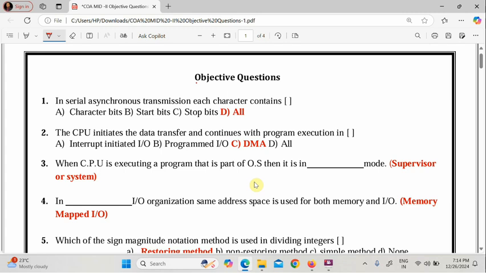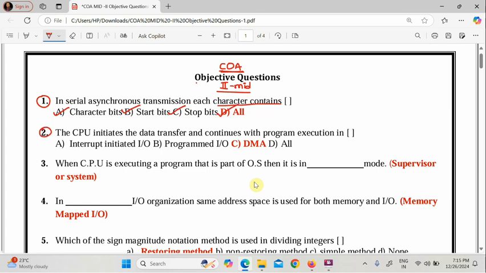Here in this video, I am going to discuss the objective questions for the subject Computer Organization and Architecture, and these objective questions are helpful for your second midterm examination. The first question: in serial asynchronous transmission, each character contains what? Character bits, start bits, and stop bits. It means option D.